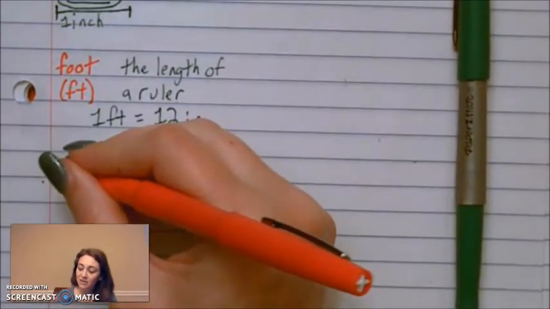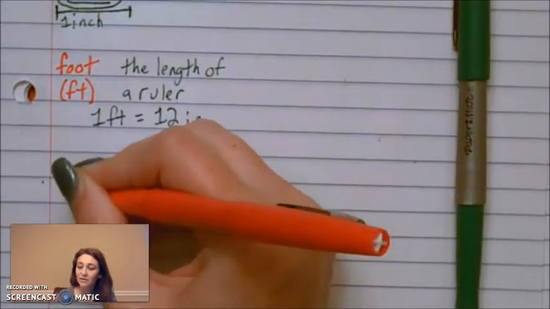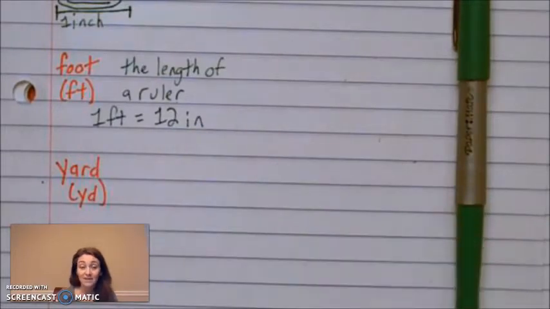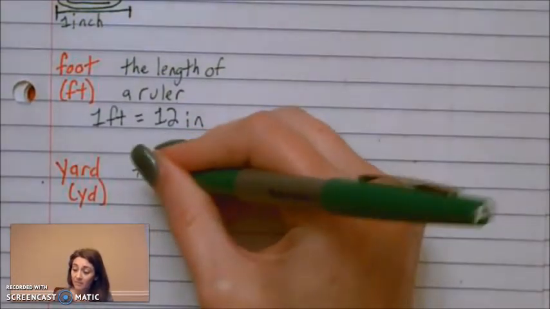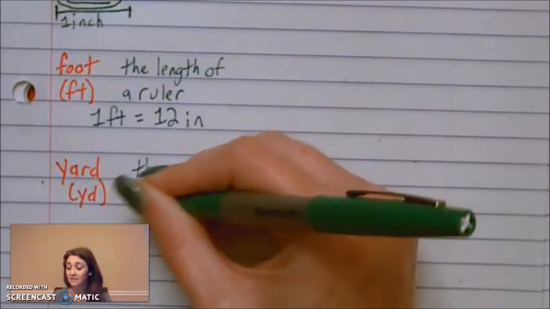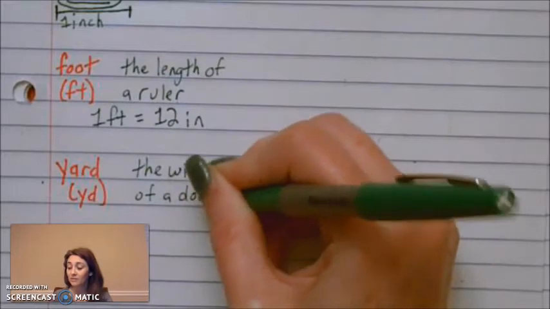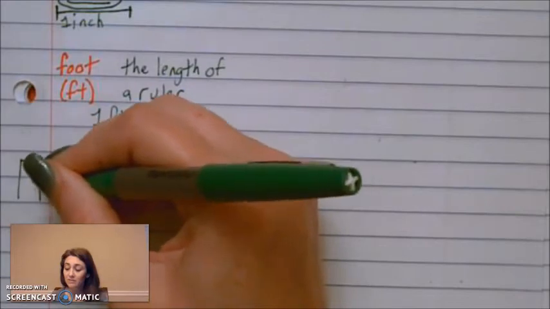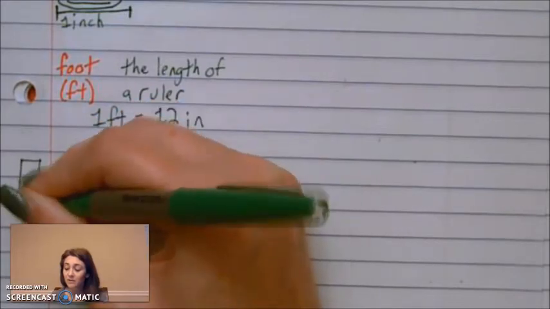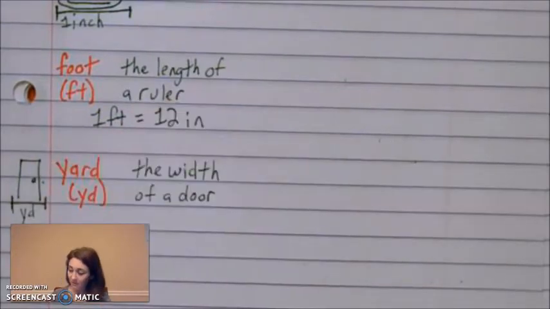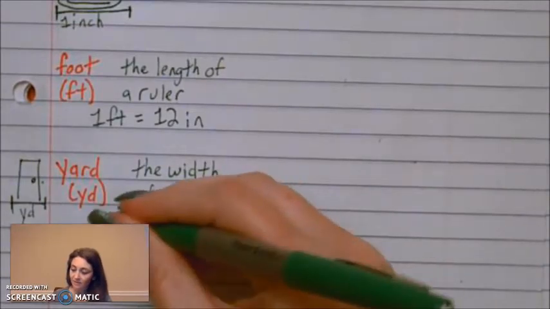All right, we'll move up to the next largest unit of measure in our customary length, and that is a yard. The abbreviation for yard is YD. A yard is about the width of your door. So not how tall it is, but how wide it is. And we'll draw ourselves a little picture over here to the side. There's my door. A yard is about that far. Some things we want to know about a yard is that 1 yard equals 3 feet.